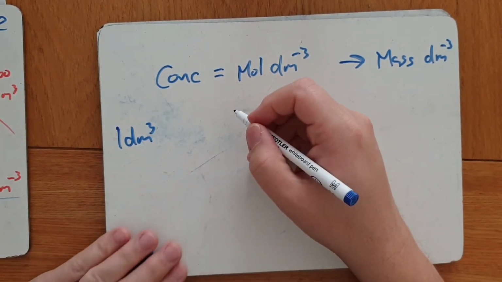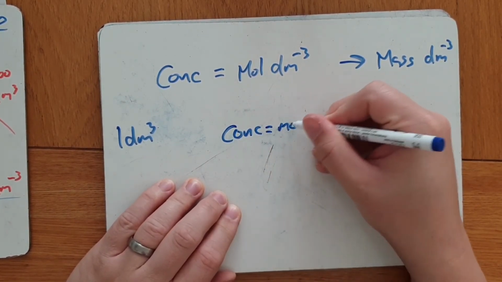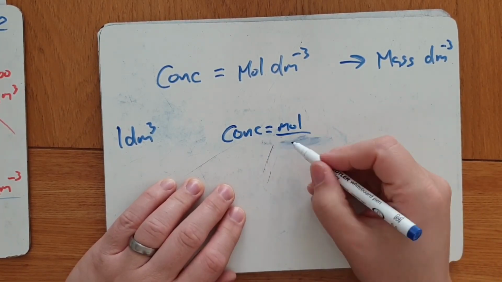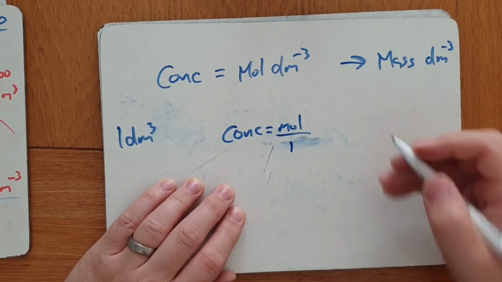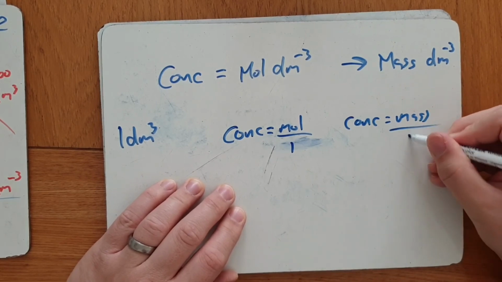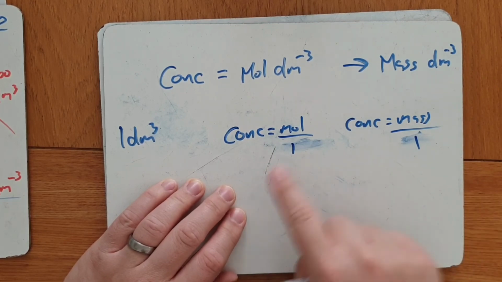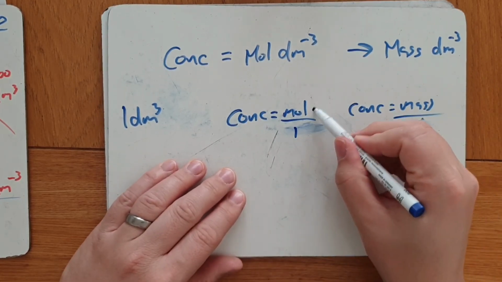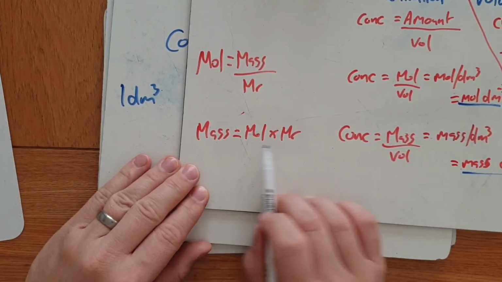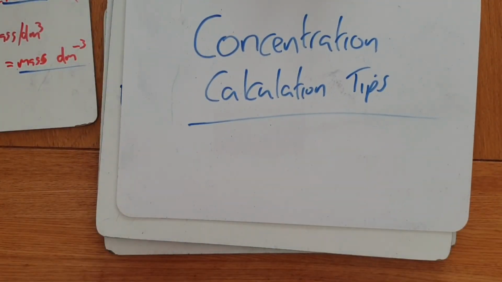So if we go back to our equations before, concentration equals moles divided by volume. Just pretend your volume's 1, because then moles divided by 1 just equals the moles. In the other equation, concentration equals mass divided by volume. Well, we're pretending that it is 1, and when you divide by 1, you can just ignore it. So all you're having to do is turn moles into mass using that equation there. Hopefully that's cleared some stuff up for you.